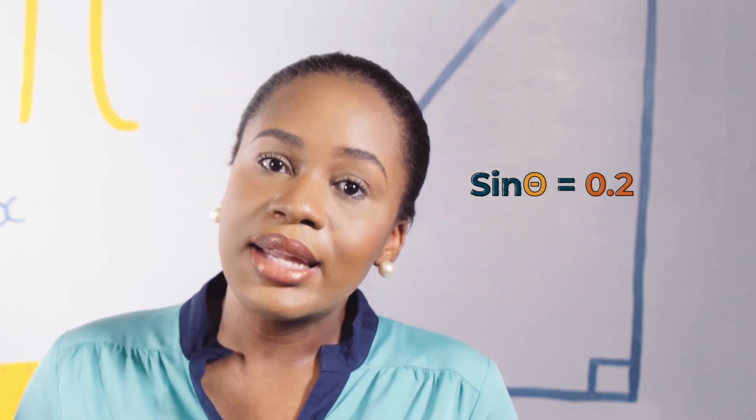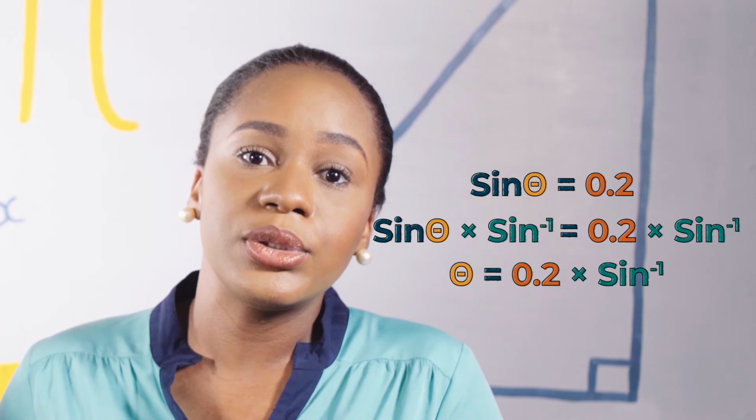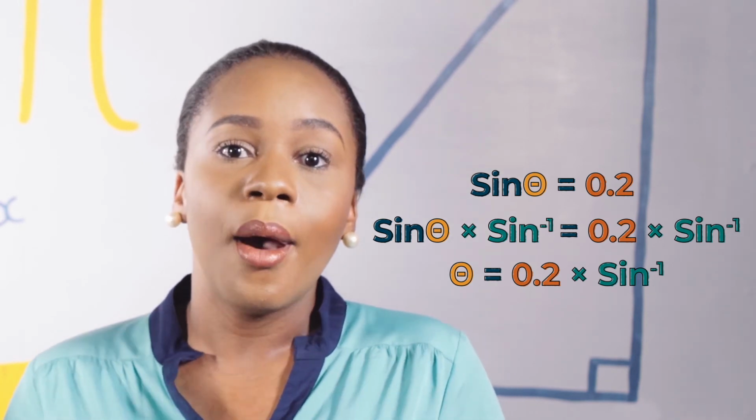For example, if sine theta is equal to 0.2, theta would be equal to sine inverse multiplied by 0.2. Punch that in our scientific calculators and we'll see that we get 11.537 degrees. And that's it for today's video.